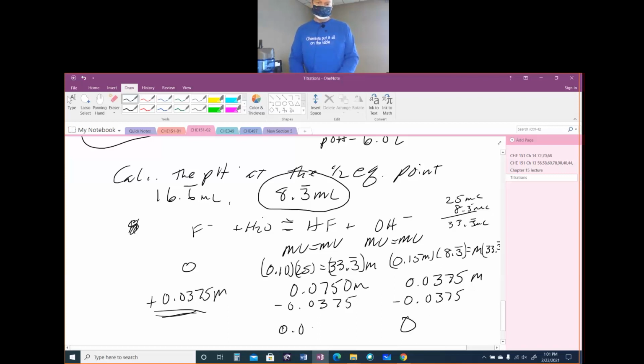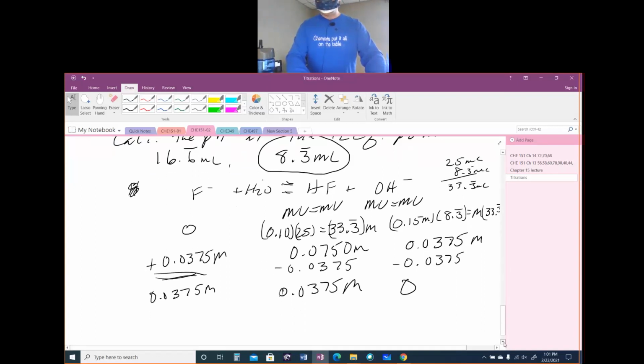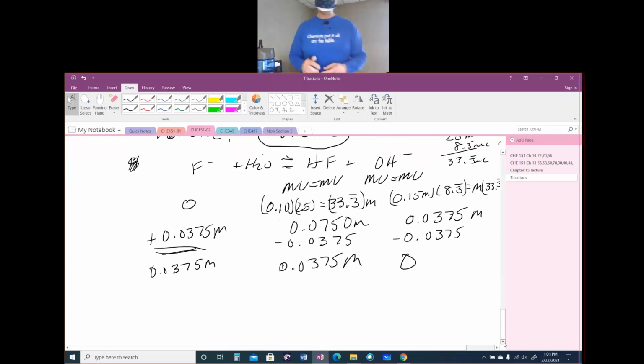We have 0.0375 molar of my HF, and I also have 0.0375 molar of my F minus. All right, so once you have added some of the base and you are not to the equivalence point, you have a buffer. So if we are doing this titration and we're adding volume of NaOH, our pH is going to be going up.